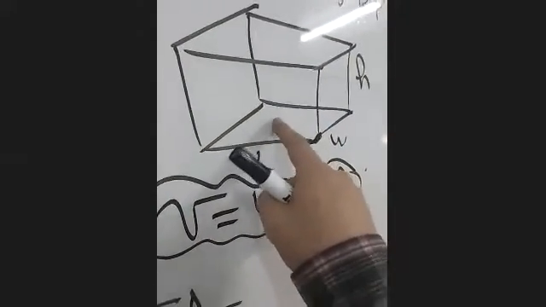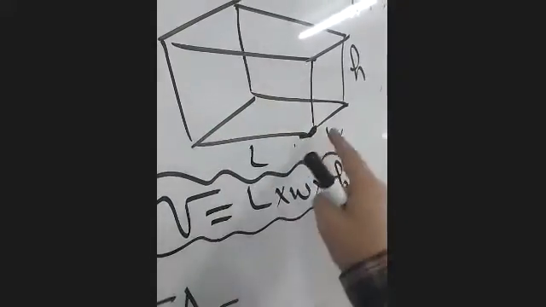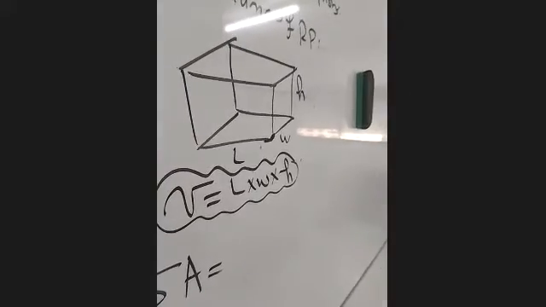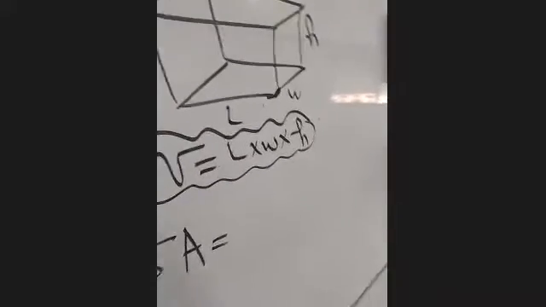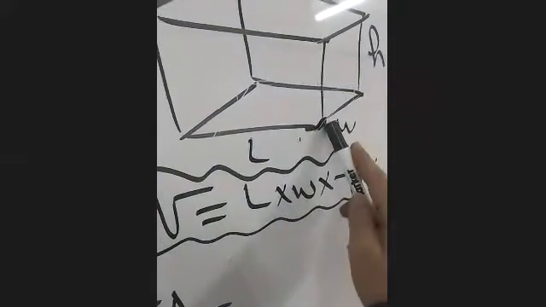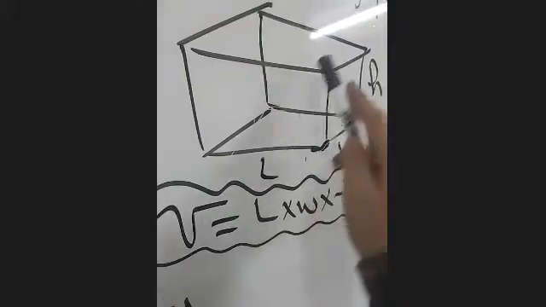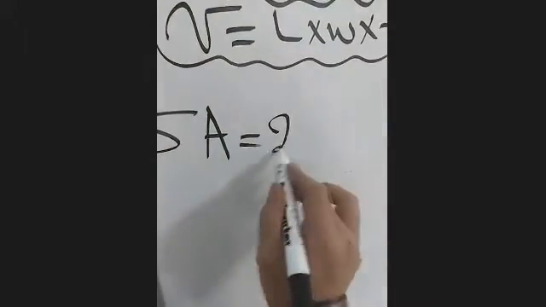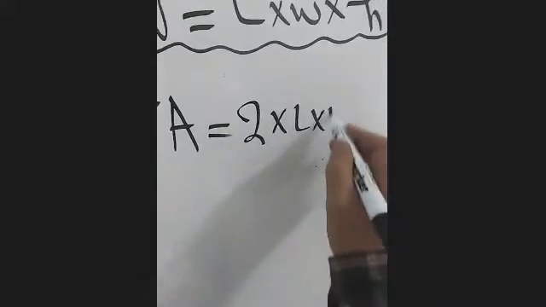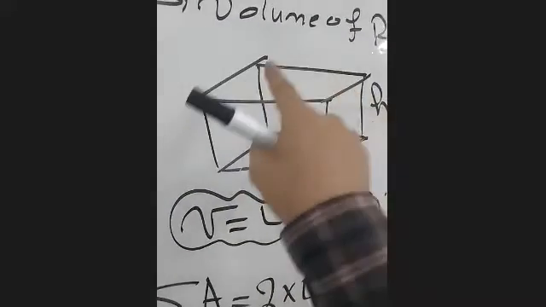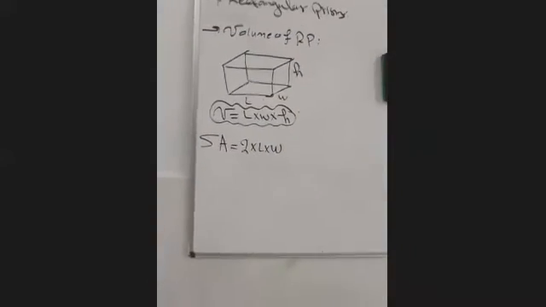What's the formula of the area of this face down? All of them are rectangles, and we know that the rectangle area is length by width. So the area down here, for this floor, is length multiply width. But this area is the same as this area up. So what I'll write here, 2 multiply length by width. Why 2? Because the floor is the same as the roof, plus.